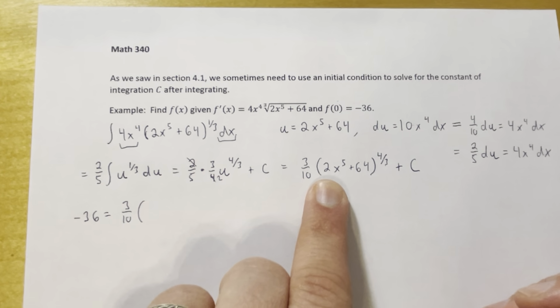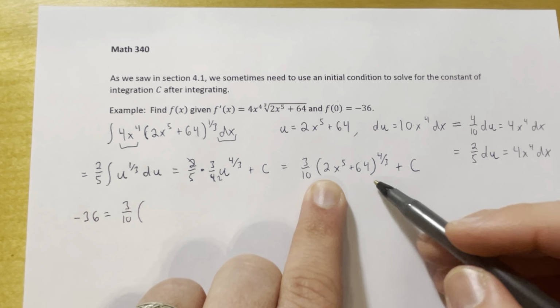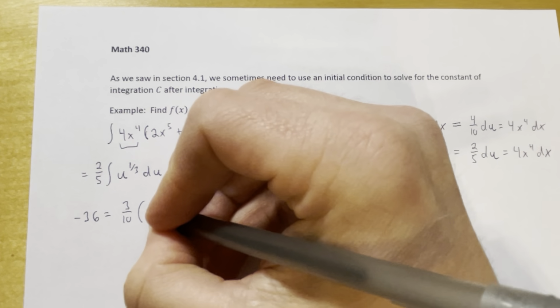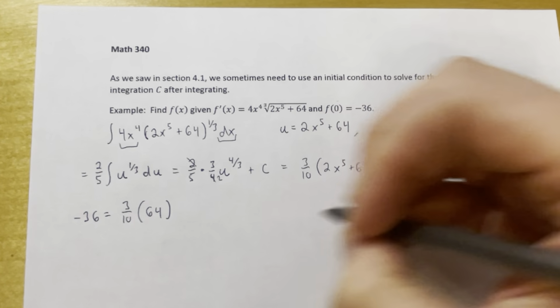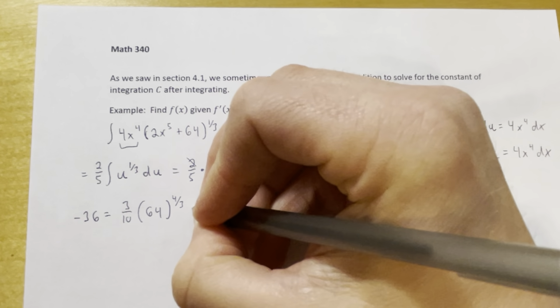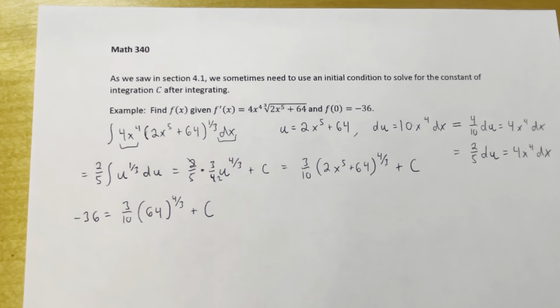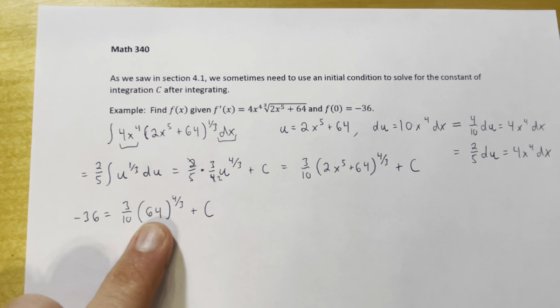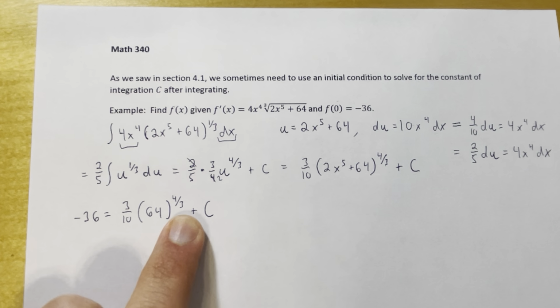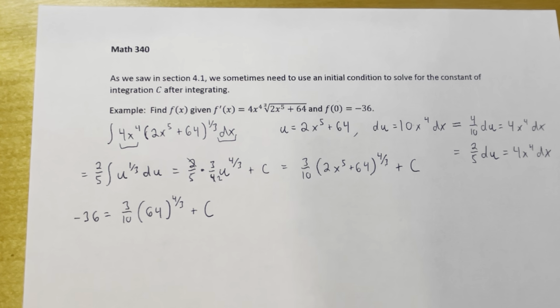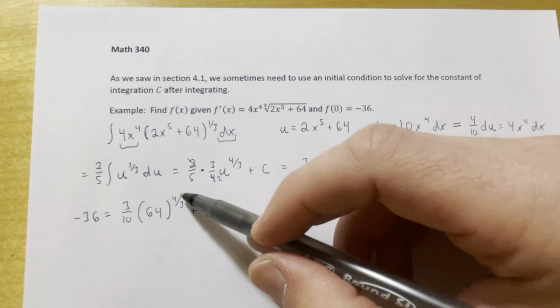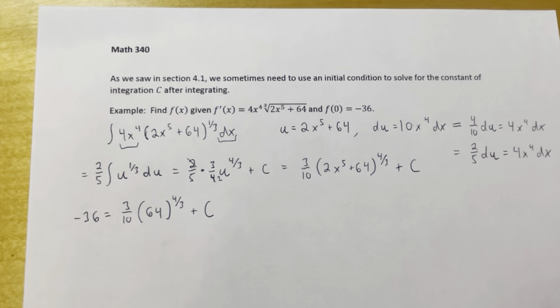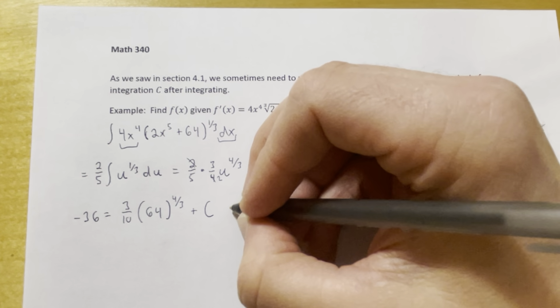Now, if I plug a 0 into this, this first term just goes to 0, and I'm left with 64 to the 4/3 power plus c. Now let's think about what that would be equal to. So 64 to the 4/3 power. The denominator of that rational exponent tells me to take a cube root, and the cube root of 64 is just 4. Then I raise that 4 to the 4th power, and 4 to the 4th power is 256.